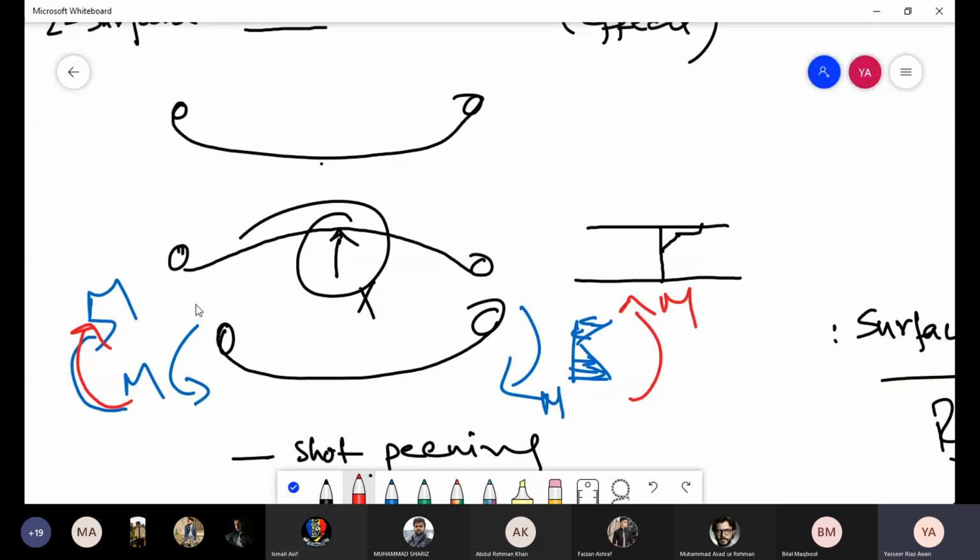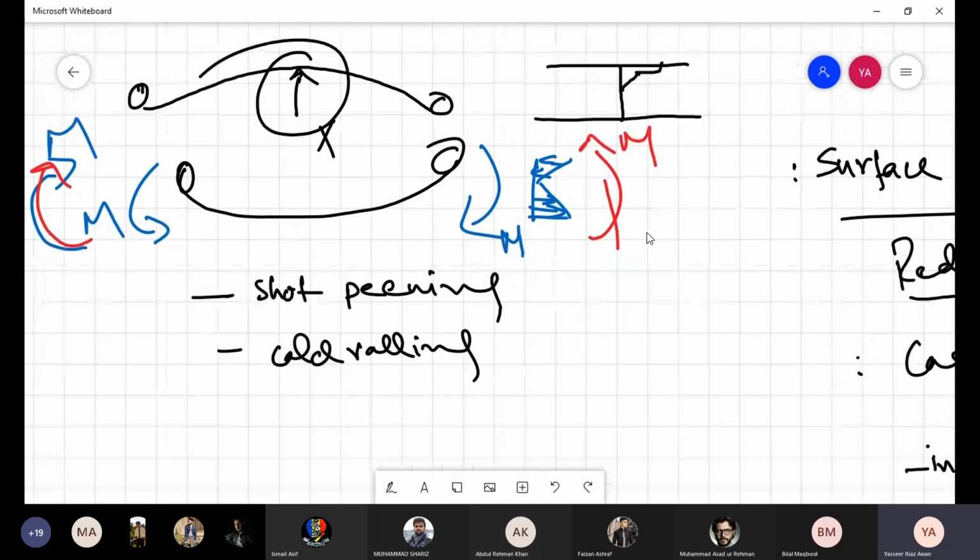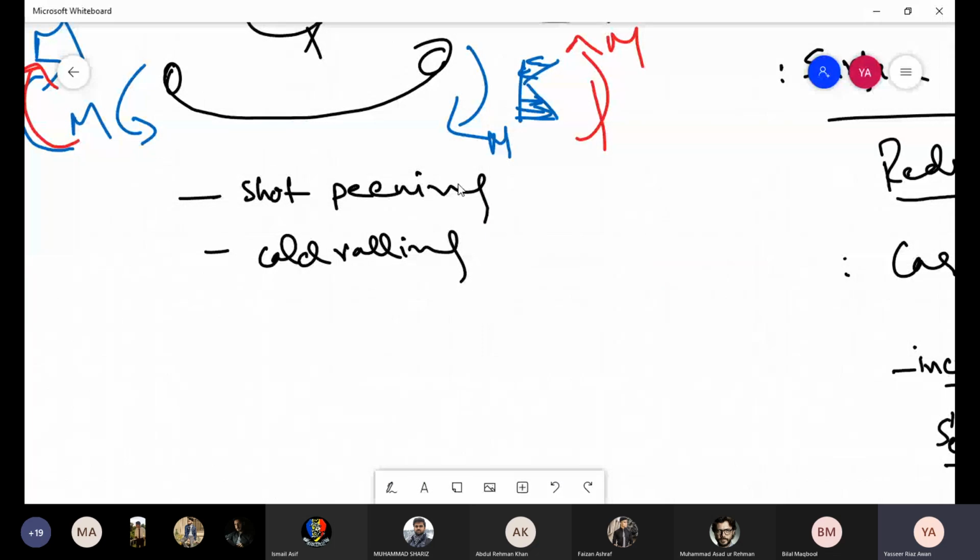Okay, and the actual load should be such that you design the part so that the actual load is the reverse of that. Where the residual stresses are compressive, the load is tensile, and where the residual stresses are tensile, the load is compressive. Okay, another method, for example, is shot peening. Shot peening only increases the compressive stress on the surface.